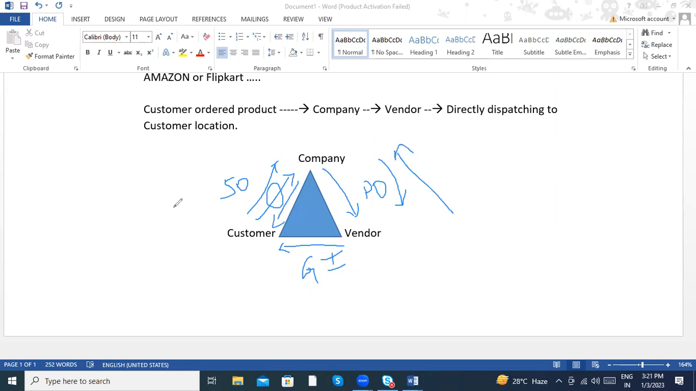Suppose in the sales order it is 100 rupees. Then from company to vendor, it is 80 rupees. Then the profit will be 20 rupees. Because the actual price is 100 rupees, but I paid only 80 rupees to the vendor, so I got 20 rupees profit. So this is the way it will work. Profit and loss works based on how much the selling cost is, how much we bought it for, and the remaining balance will be our profit. 20 rupees is the profit.